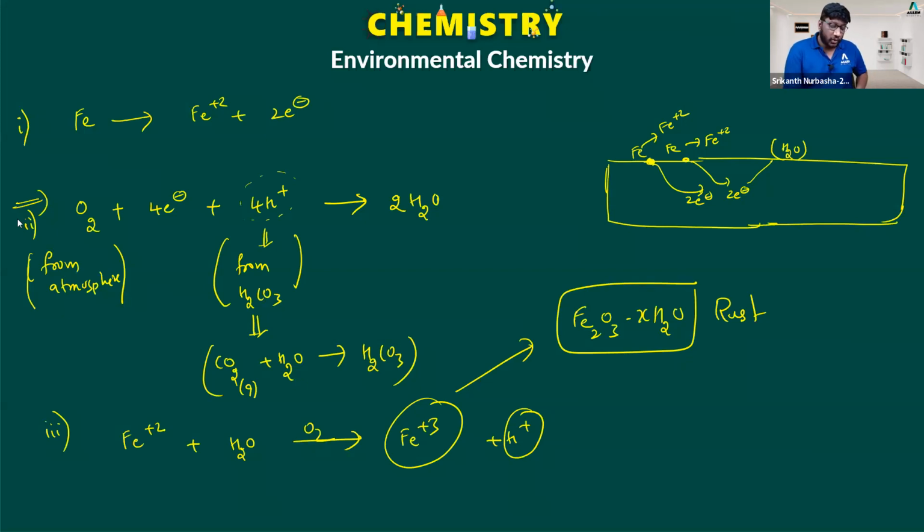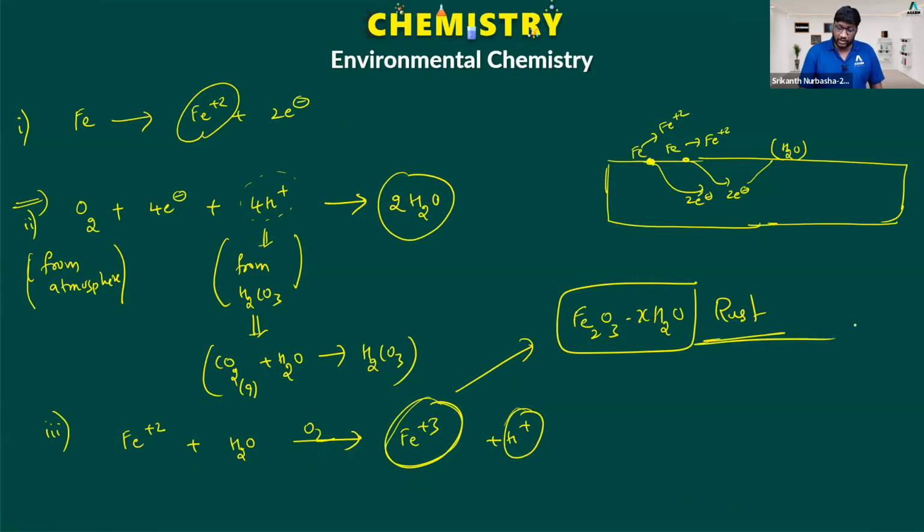O2 plus 4 electron plus 4H plus gives 2H2O. This Fe+2 which is present will again oxidize in the presence of H2O to form Fe+3, and that will also produce H plus. So this Fe+3 in the oxide of iron, the hydrated oxide of iron, is nothing but rust. Fe2O3.XH2O is nothing but rust, and that rust formation will be more whenever we have more H2O. Yes or no? Because in the presence of water only Fe+2 dissolution.